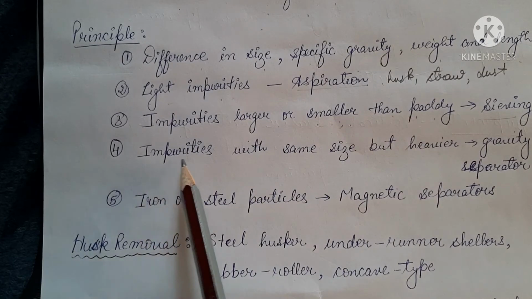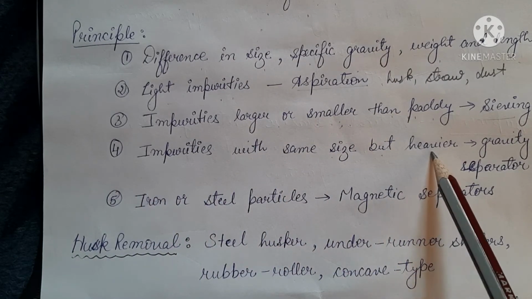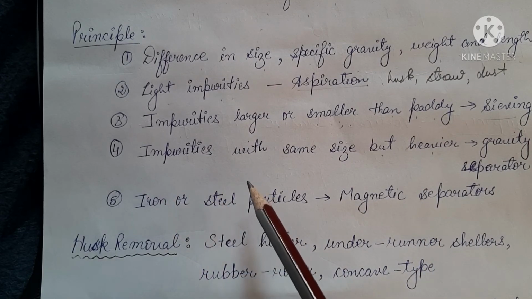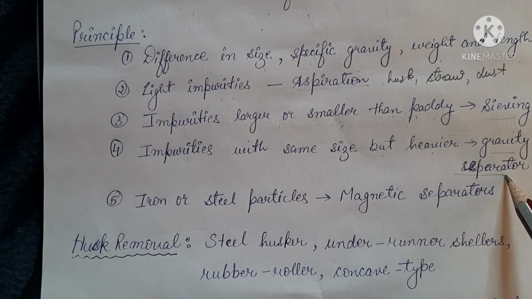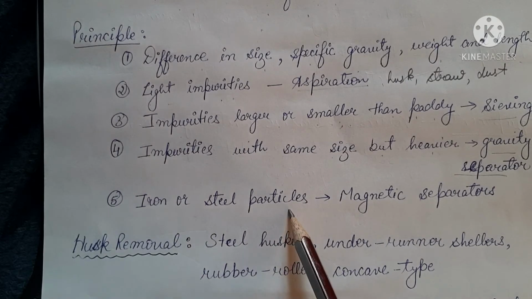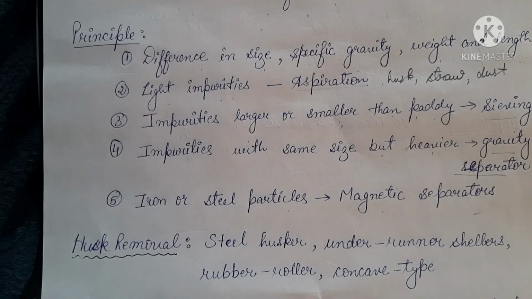The next one is impurities with the same size but heavier. The example is your stones. The stone may be of the same size as the grain, but it may be heavier. So they are removed using gravity separators. And the last one is iron or steel particles. Obviously, they can be removed using magnetic separators, right?